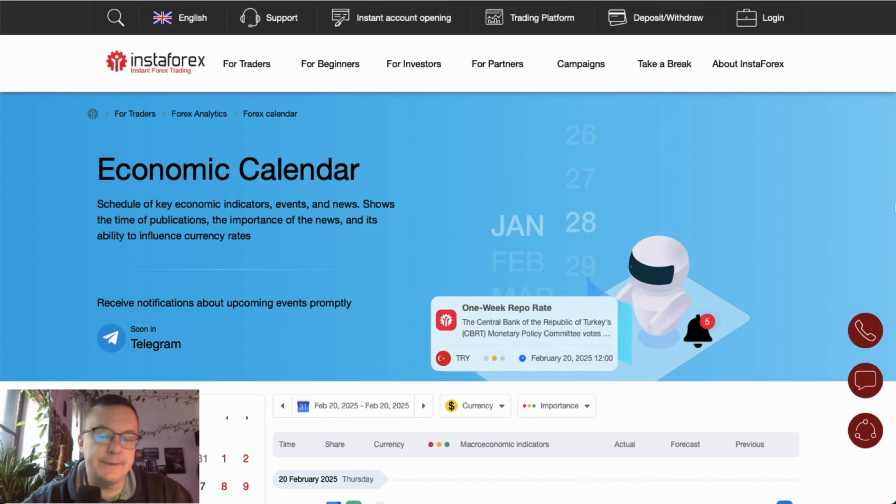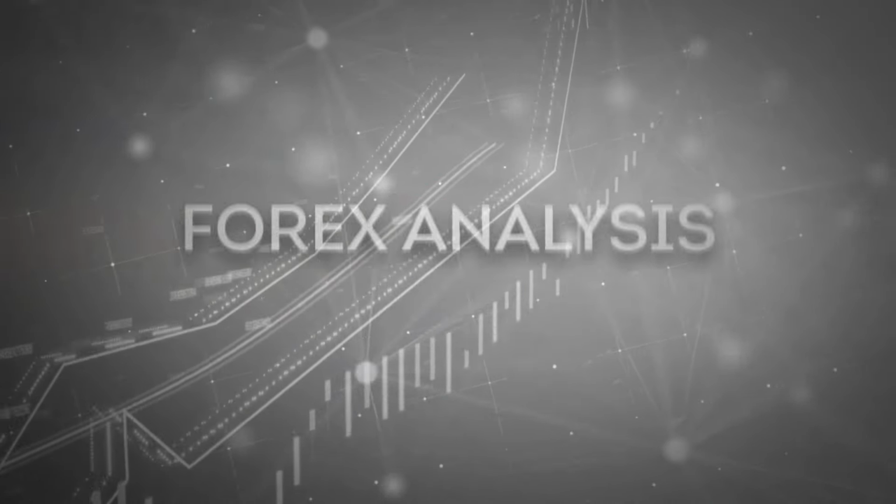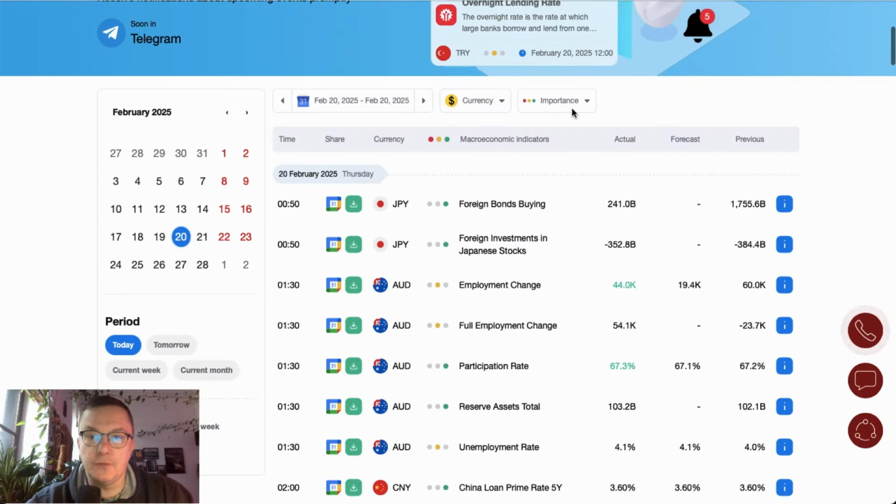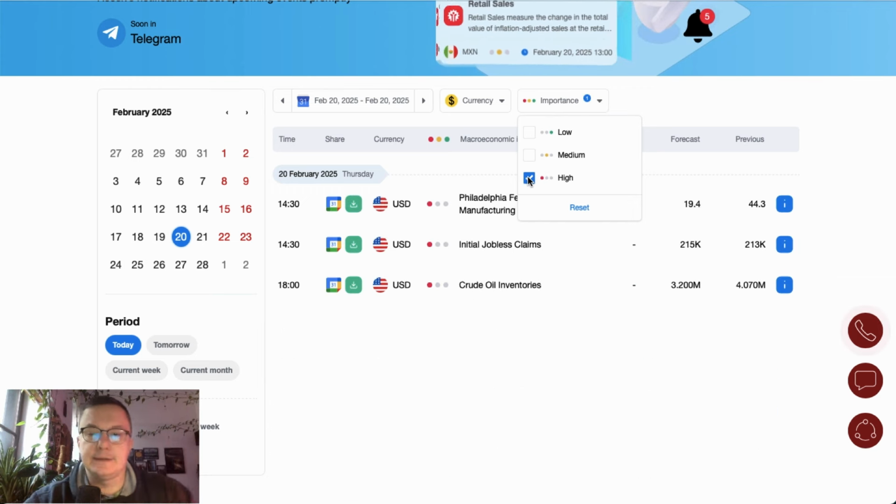Today is Thursday, February 20th, 2025. Let's take a look at the economic calendar for today. So what do we have here? First off is the importance of the events. We are going to choose high importance events, and we are going to choose medium important events from all over the world.